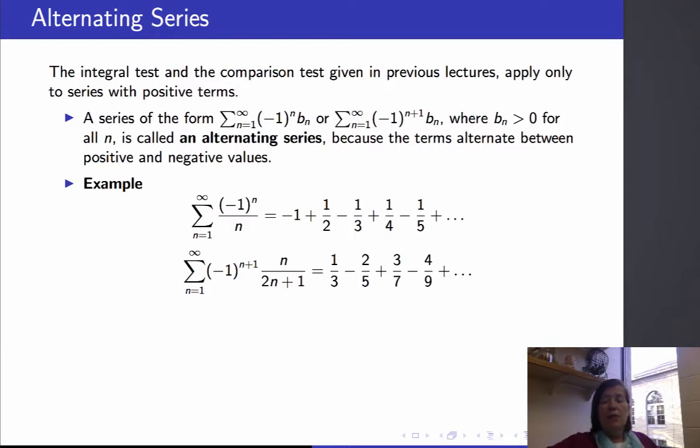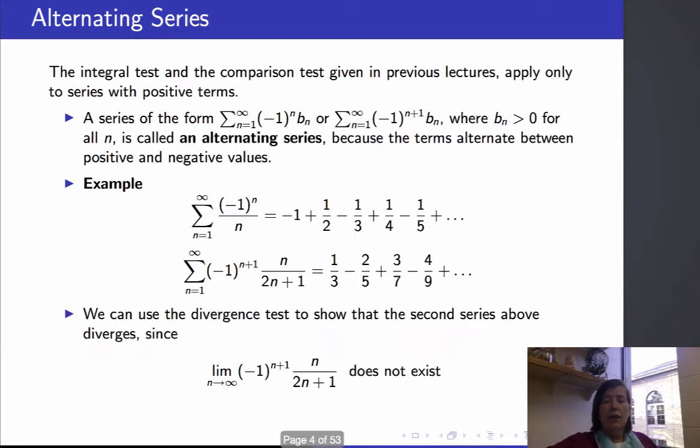Now, in fact, that second series, we can already tell that it diverges using our divergence test. Remember, the divergence test said that if the limit as n goes to infinity of the terms of the series is not 0, then the series diverges. In this case, the limit of the terms is the limit of an alternating sequence, and we know that limit doesn't even exist if the limit of the positive part is anything other than 0.